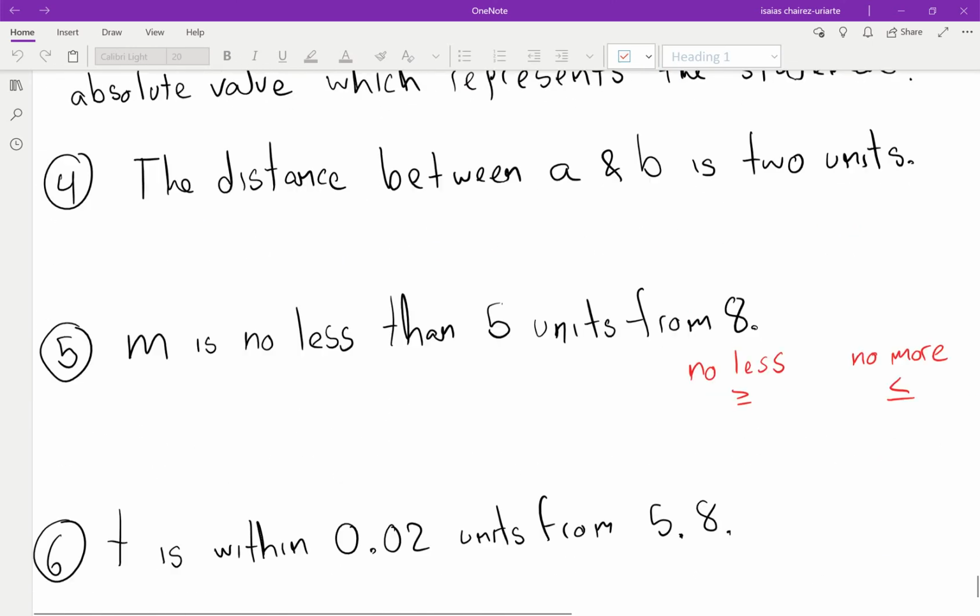Okay. So these are the 3 statements. The distance between A and B is 2 units. M is no less than 5 units from 8. And T is within 0.02 units from 5. Yeah, this is supposed to be 5 here. Sorry, let me... So the last statement should just read, T is within 0.02 units from 5. I don't know how this 8 ended up there. Let me erase it.